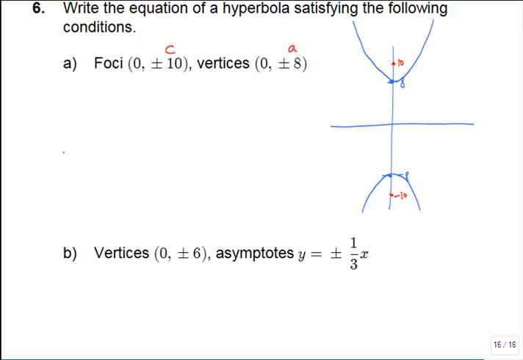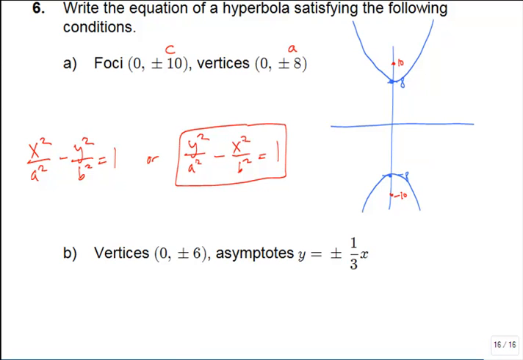Remember, the equation of a hyperbola looks something like this. It's either x squared over a squared minus y squared over b squared equals 1, or it's y squared over a squared minus x squared over b squared equals 1. Which one of these do we want? Since our hyperbola has vertices on the y-axis, we want that square of 8 to be underneath the y variable, since we're on the y-axis. So we need this version of the formula. 8 squared is 64, so we need this to be y squared over 64.